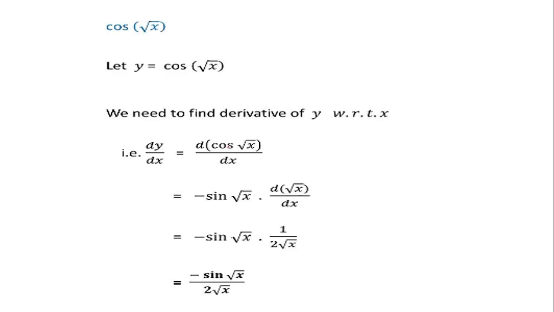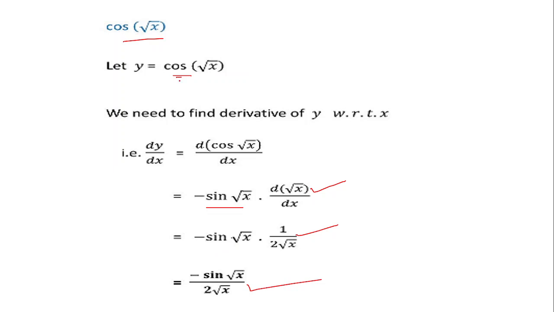Okay, next problem. Cos of root x. Let me explain this one. I need to differentiate both, right? It's an easy one. Differentiation of cos is minus sine of root x. Once again you need to differentiate root x. Differentiation of root x is 1 by 2 root x. So the final answer will be minus sine root x by 2 root x. Directly you can solve it.